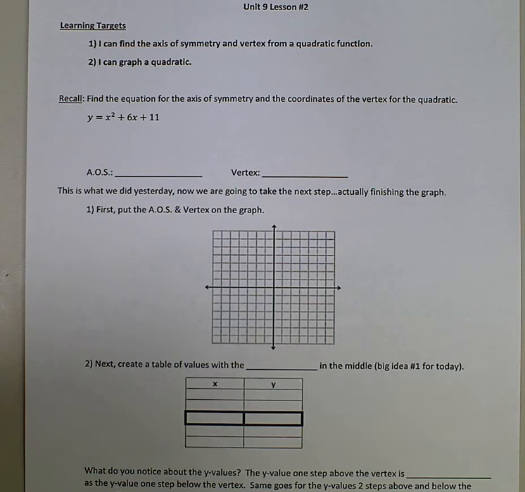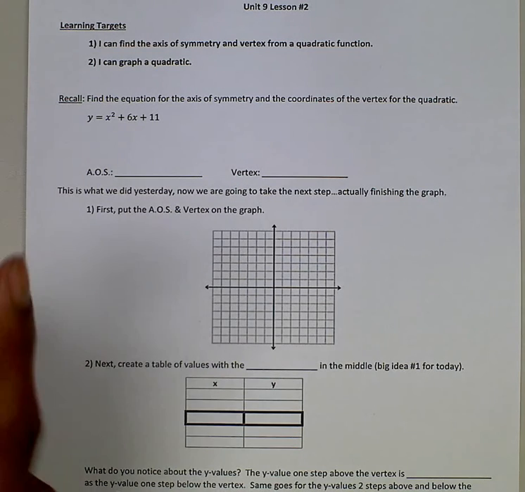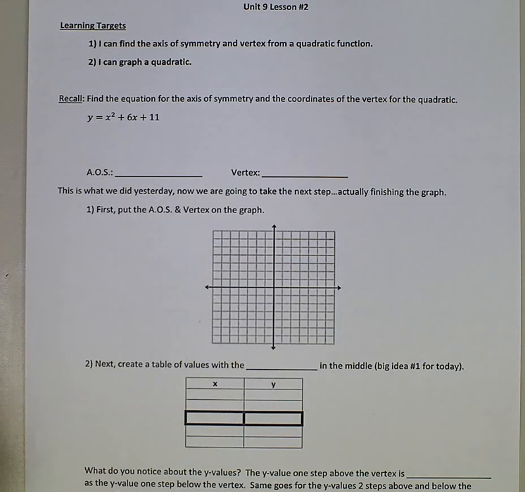Okay, last time we talked about finding the axis of symmetry and the vertex. We'll continue with that today, and we'll bring it to fruition when we graph a quadratic in its entirety. So, kind of reviewing what we did last time. Here is a quadratic, and we're going to find the axis of symmetry and the vertex.